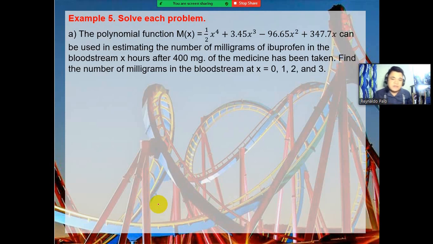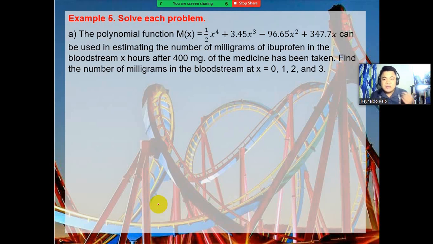The polynomial function f of x equals 1/2 x raised to the power of 4 plus 3.45 x cubed minus 96.65 x squared plus 347.7 x can be used in estimating the number of milligrams of ibuprofen in the bloodstream x hours after 400 milligrams of the medicine has been taken. Find the number of milligrams in the bloodstream at x equals 0, 1, 2, and 3.